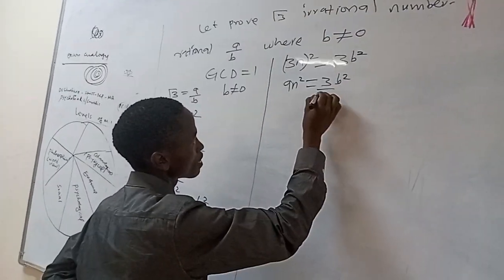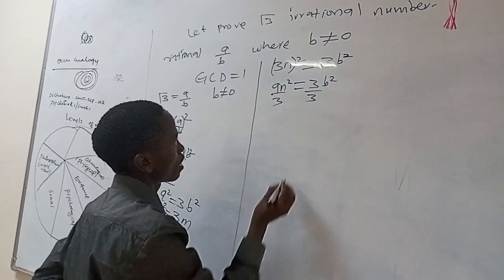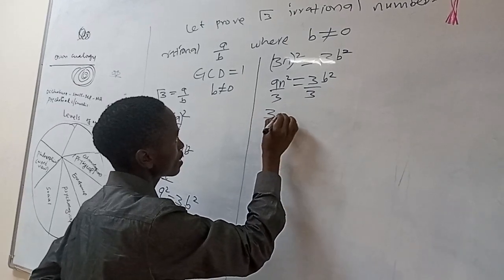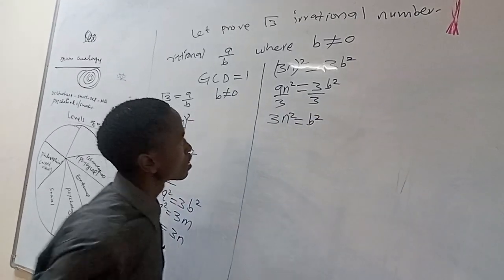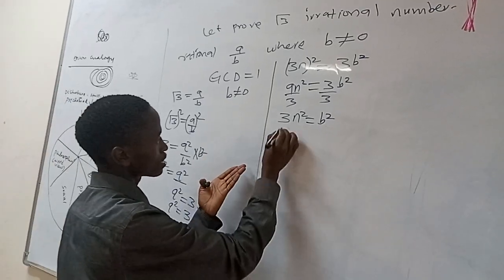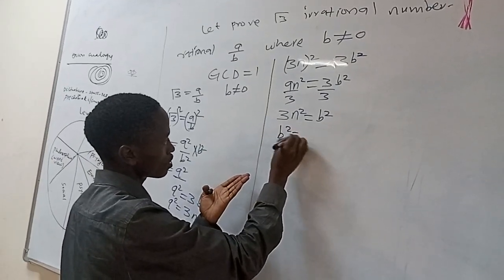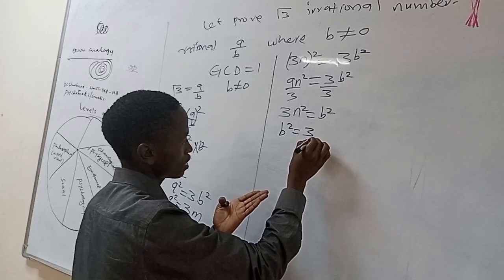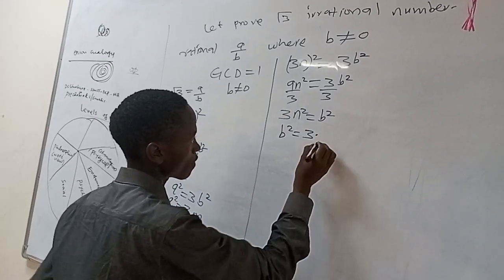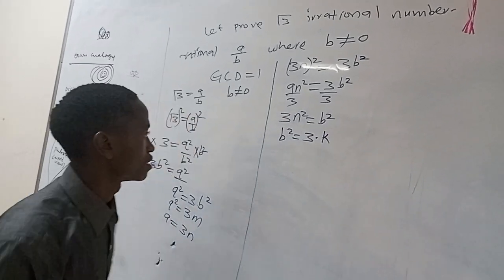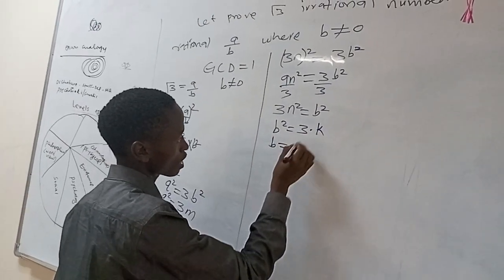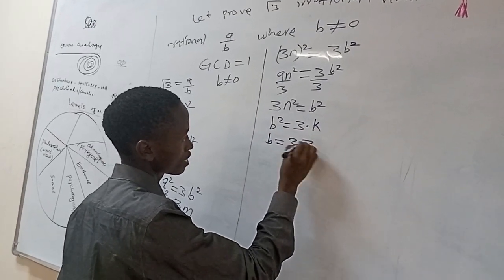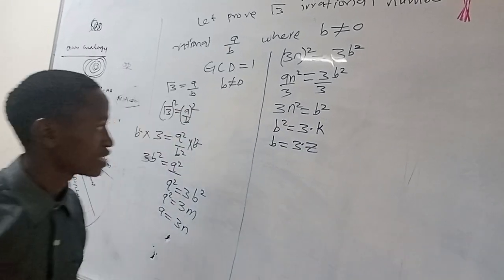So just divide by 3 on both sides, and you get 3n squared is equivalent to b squared. So once again, you are getting that our b squared also is a multiple of 3, which means it's 3 multiplied by something like k. And from this, you can say your b also is a multiple of 3. It can be like 3 multiplied by something z.